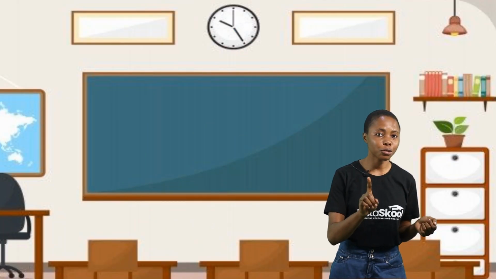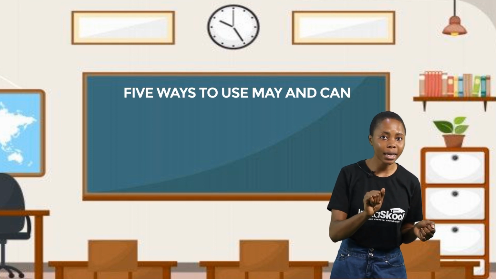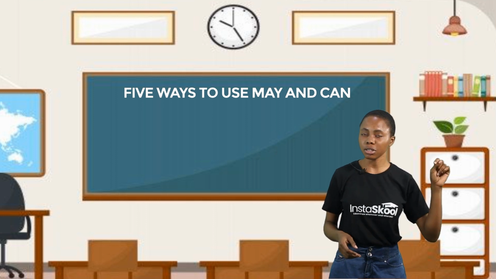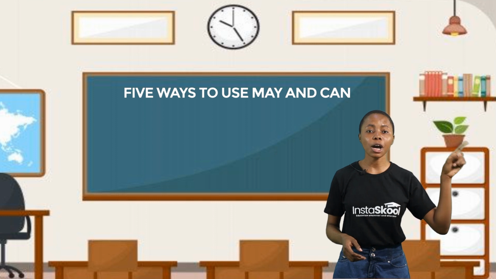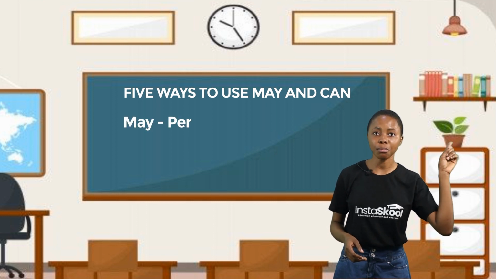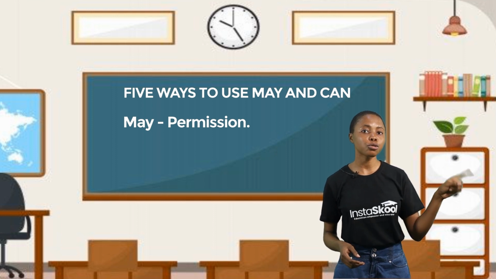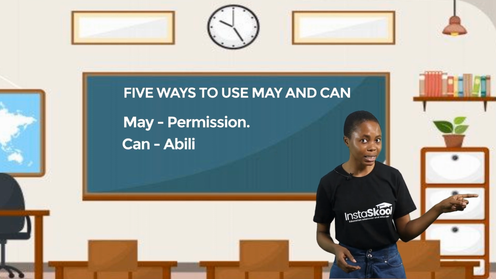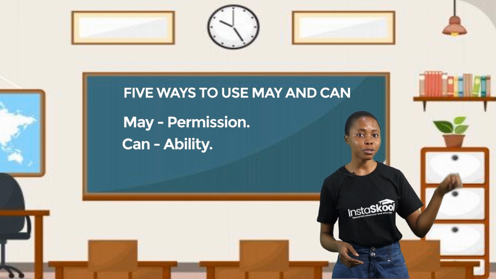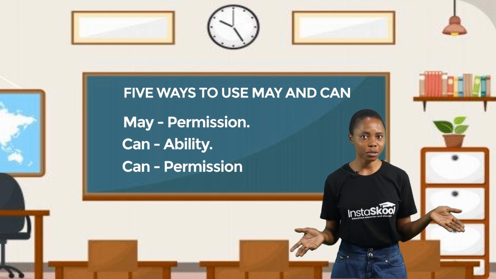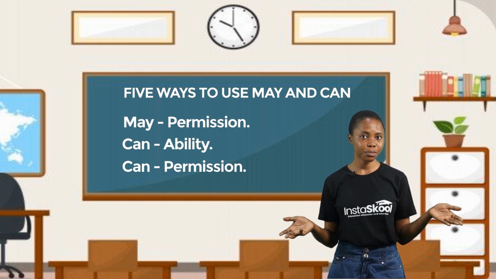So I would like for you to give me 5 ways in which to use may and can. The first 2 sentences, I would want you in that sentence to tell me how you use may to ask for permission. Now the third sentence, I would want you to use can to show ability. Then the last 2 sentences, you need to show how you use can to ask for permission, to show that you really understand what I taught you.